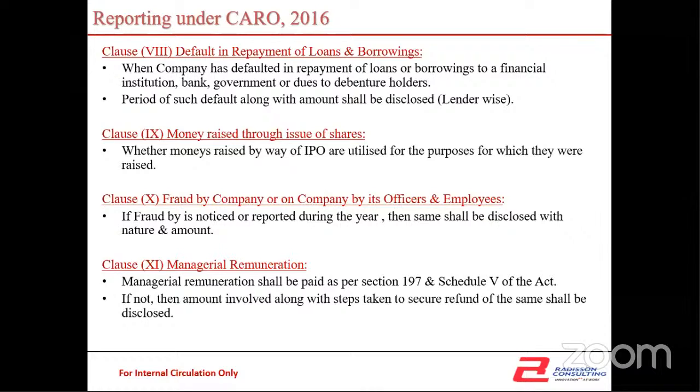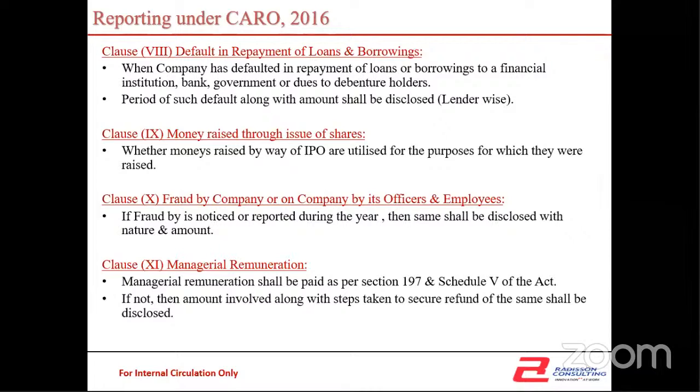Coming ahead to clause 10, which talks about frauds observed by the auditor, either by the company or on the company, with respect to its officers and employees during the year, as of the balance sheet date, or before the date of signing the financial statements. The auditor needs to mention the said fact in his CARO report along with the nature of the fraud and the amount involved.